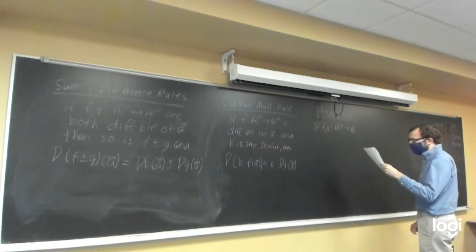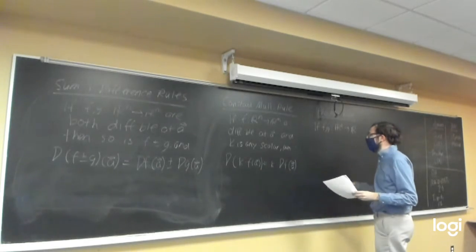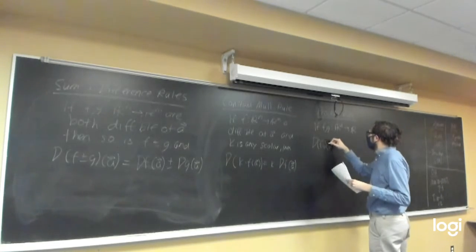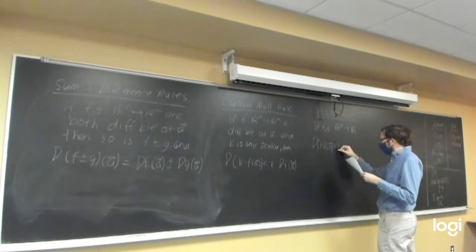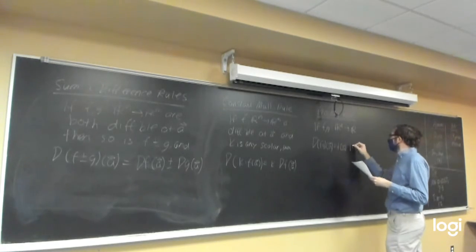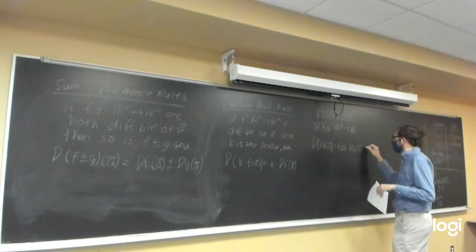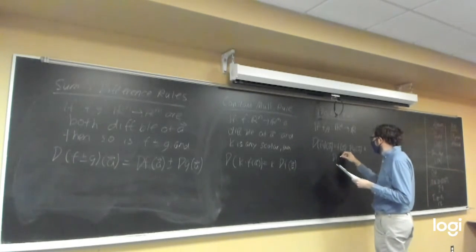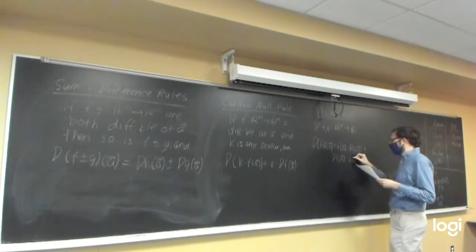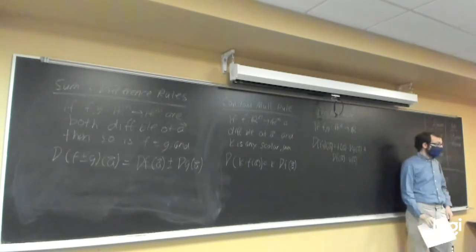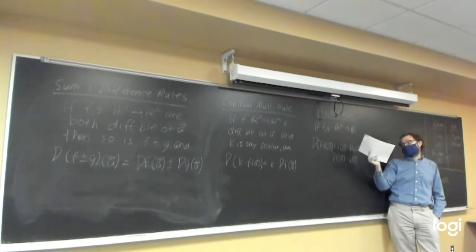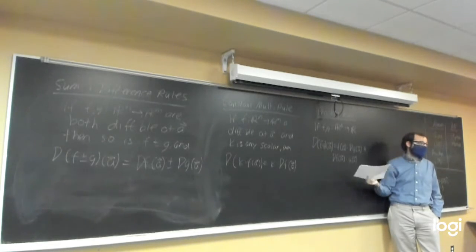The product rule says that if you have two functions, f and g, going from Rn to R that are differentiable at A, then the derivative of f times g evaluated at A is going to be f of A times the derivative of g evaluated at A plus the derivative of f at A multiplied by g of A. So the derivative of the product is first times derivative of the second plus derivative of the first times the second. Does that look familiar to anyone?